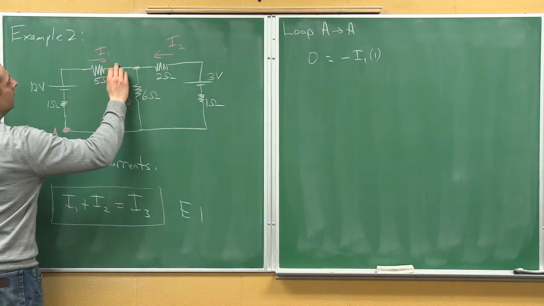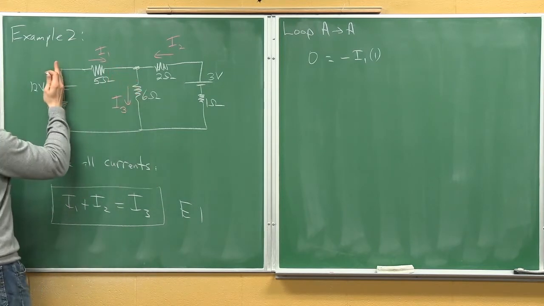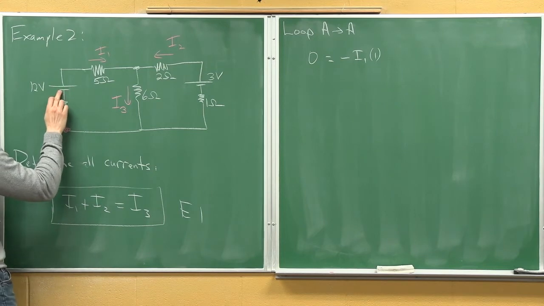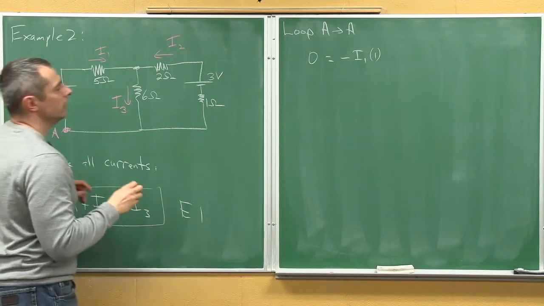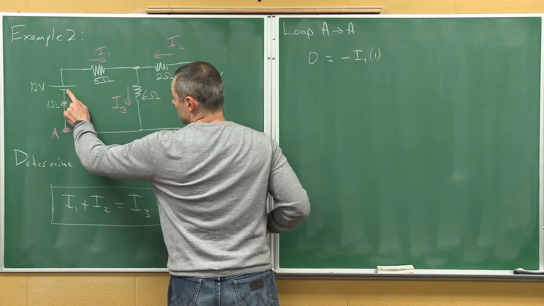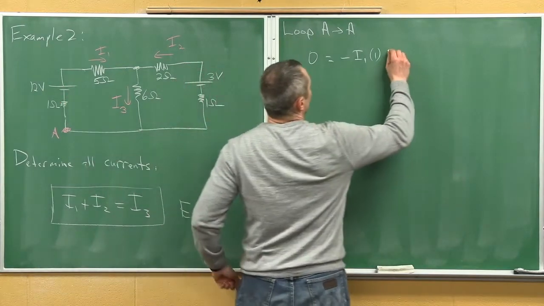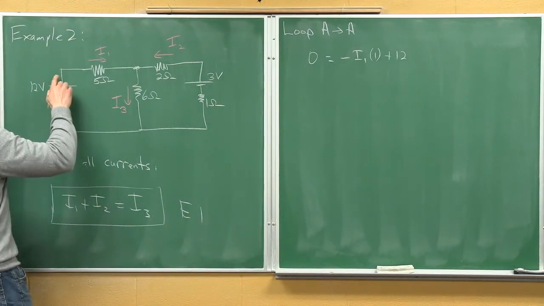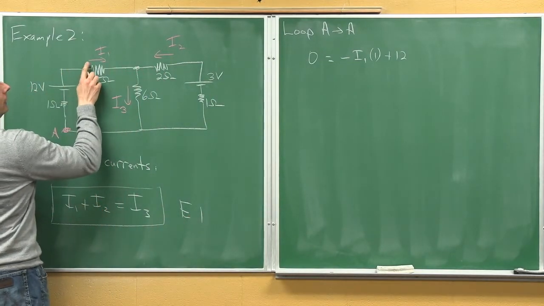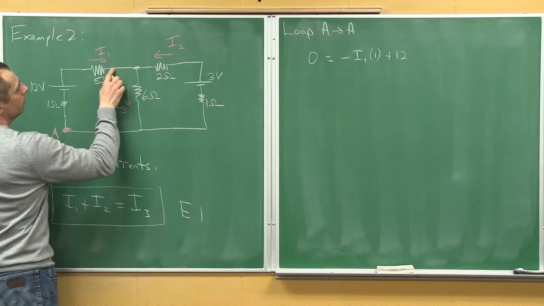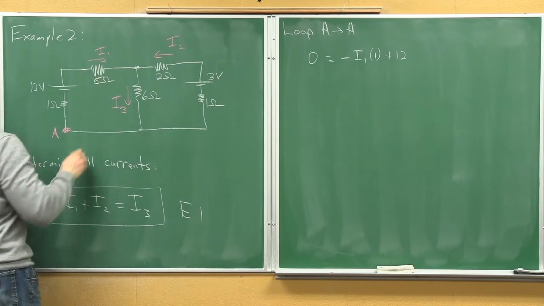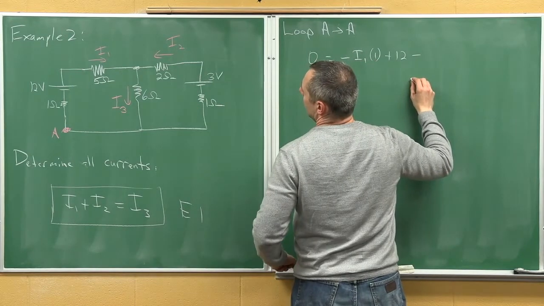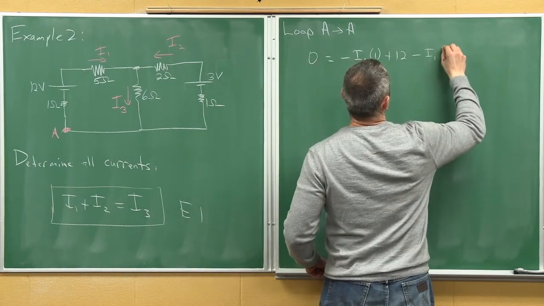Well, if I1 is going here, then I1 is going here and I1 is going here. So this is I1. And then we go from the negative side of the chemical reactions to the positive. So that means the little ant is stepping up 12 volts. Again, I'm leaving the units off. The ant then walks through this resistor in the direction of the current. It goes from high volts to low volts. The voltage is minus IR. So minus I1 times 5.